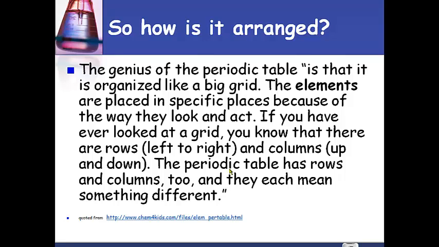Now, the genius of the periodic table is that it actually will tell you a ton of information about each individual element based on where that element is located in the periodic table. The periodic table has rows, and those rows are called periods, and they tell you something about the elements. It has columns, and those columns tell you something about the elements. And then it has families, and those families tell you something about the elements. So if you know how it's organized and you're able to read it, you can tell a lot about the individual elements on the table.